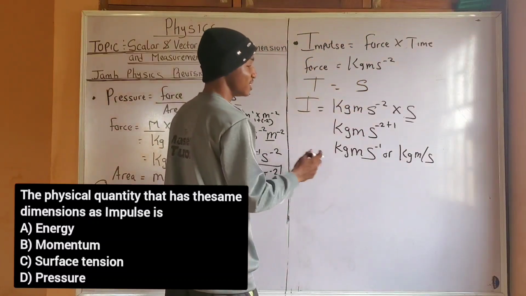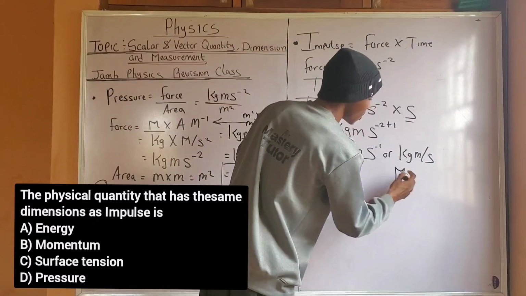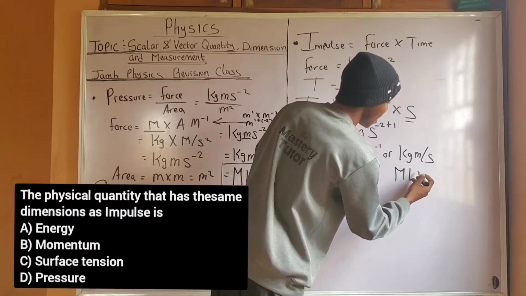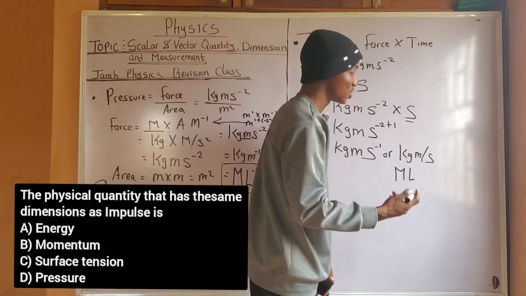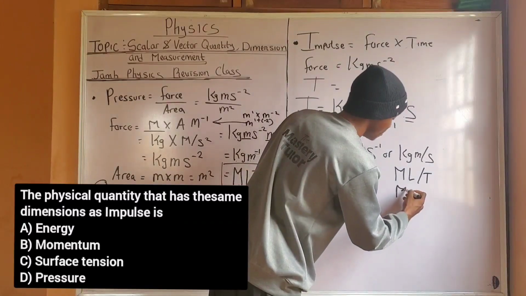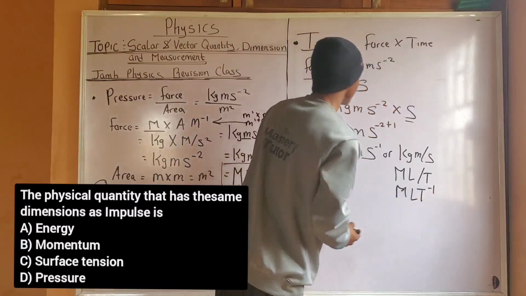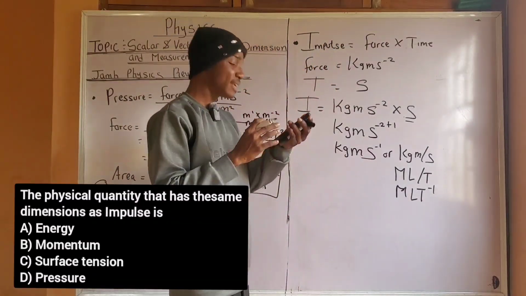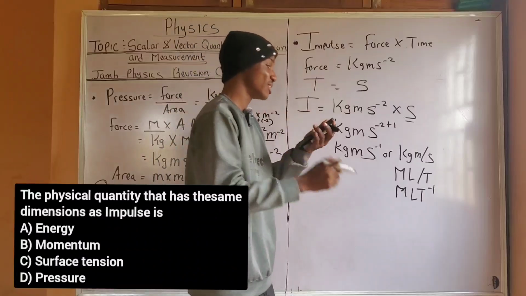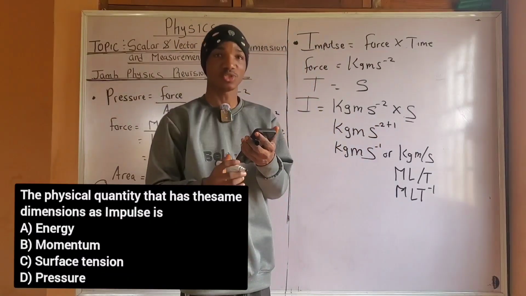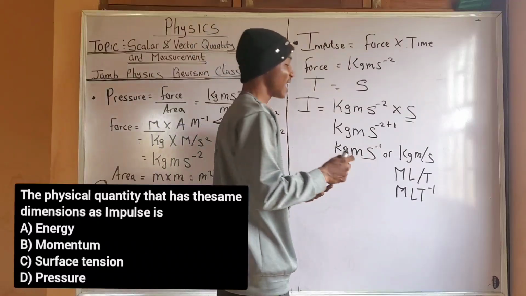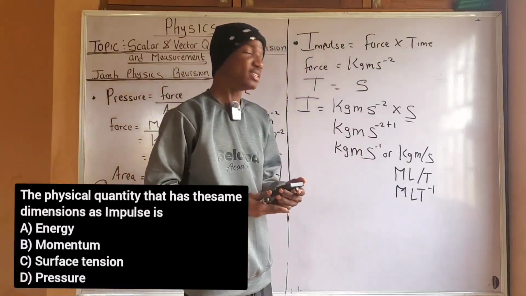So the dimension here will now be mass, because I have kilogram here. This will be mass. Meter is length. You understand? And now because I have s, that will be T. So I'm going to have M L over T, which can also be written as M L T raised to the power of -1. Now looking at the options, whichever option has this dimension will be the answer to our question. You understand? The first thing that I did here was that I first derived the dimension of impulse. The dimension is this.